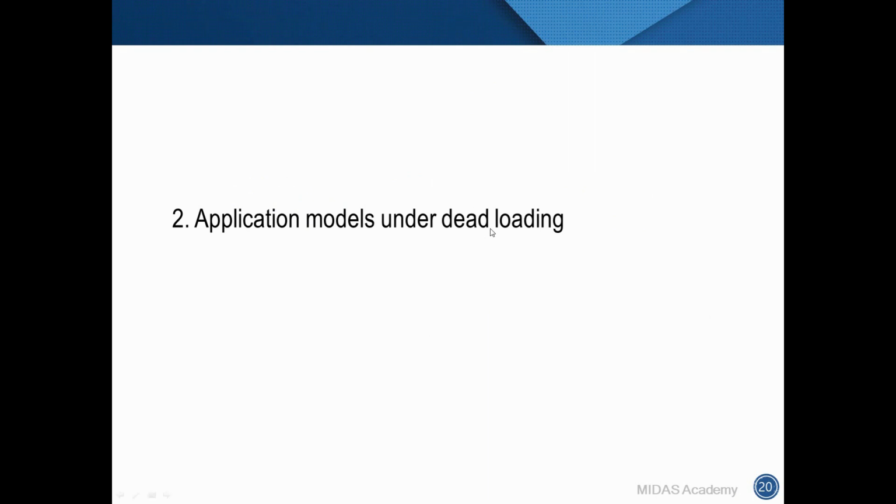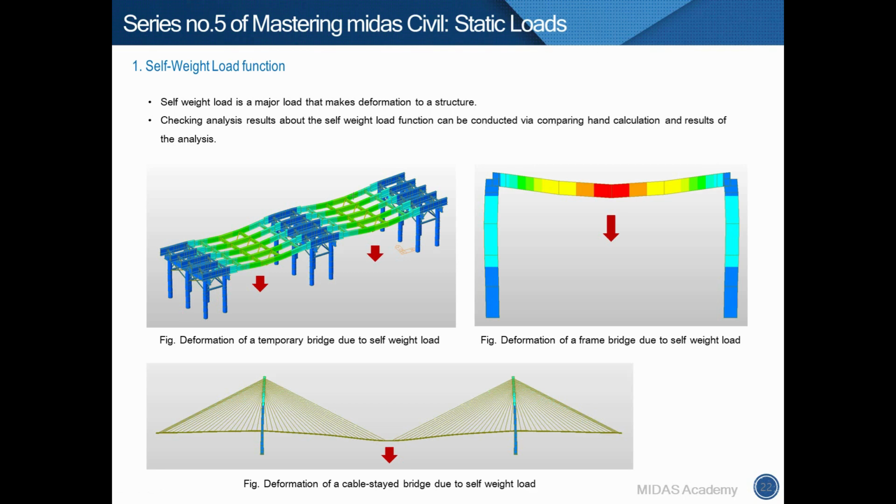So we saw various functions in the static load function group in the previous slides and the demonstration. Now we will see application models with dead loading. The first application is about self-weight. Self-weight load can be used for various structure models. The major reaction of structures against self-weight load shows the deformation toward the direction of gravity, as shown in the figures.